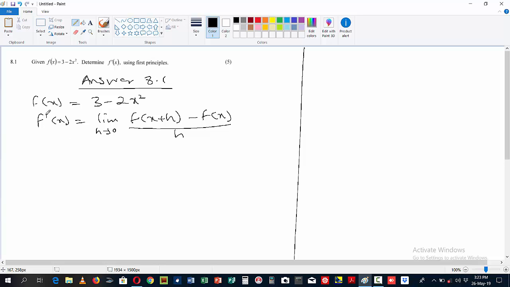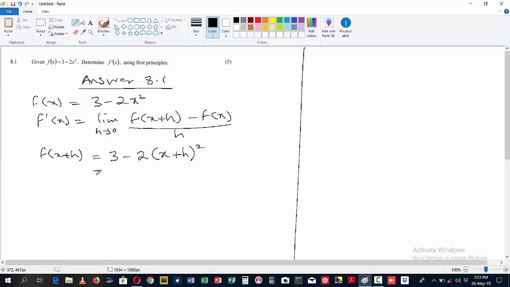Now we know f of x. We need to determine f of x plus h. What does that mean? Anywhere you see x, you have to increase it by h. Let us go for it. f of x plus h is going to give us 3 minus 2 into x plus h squared. We increase x by h.